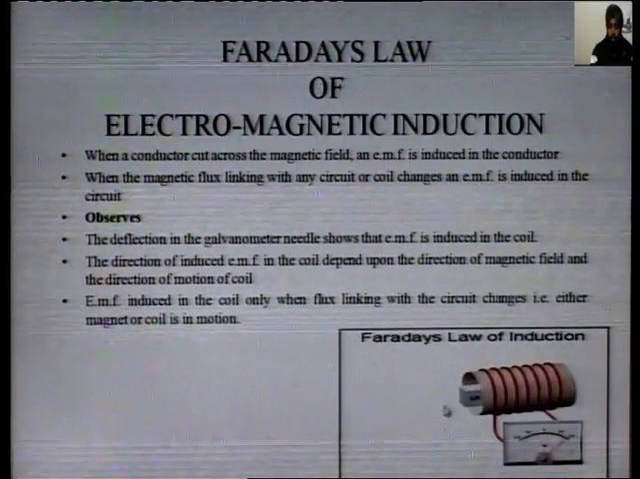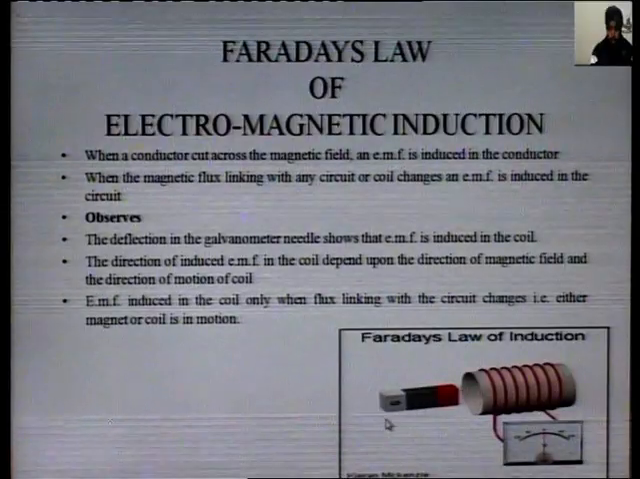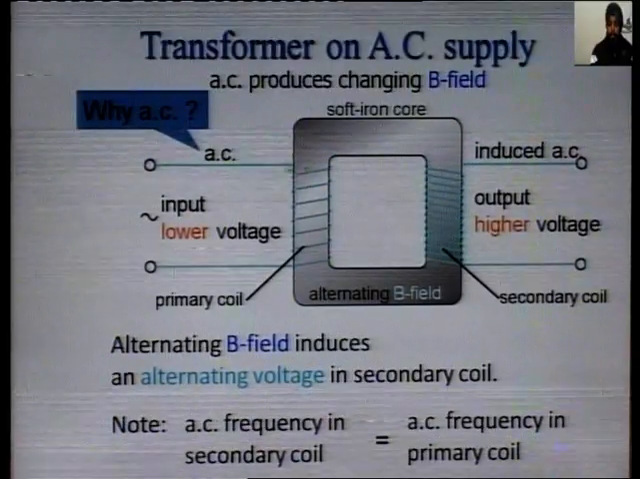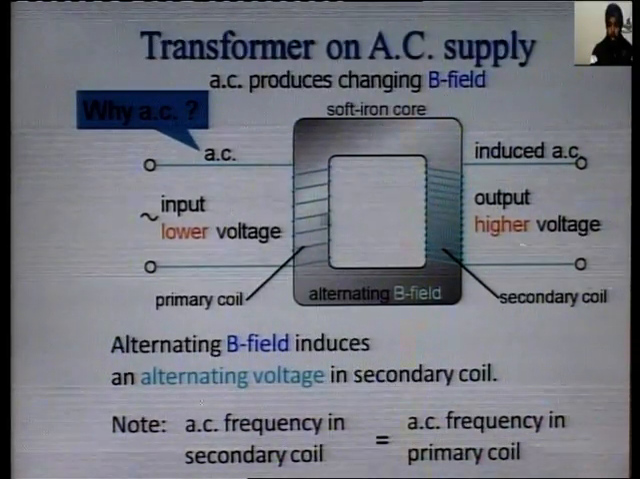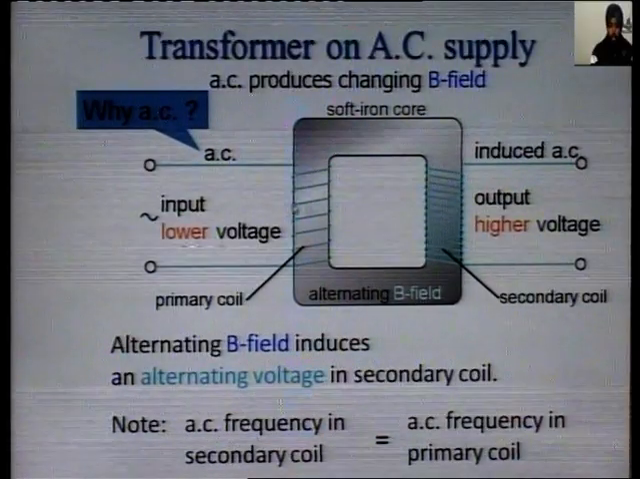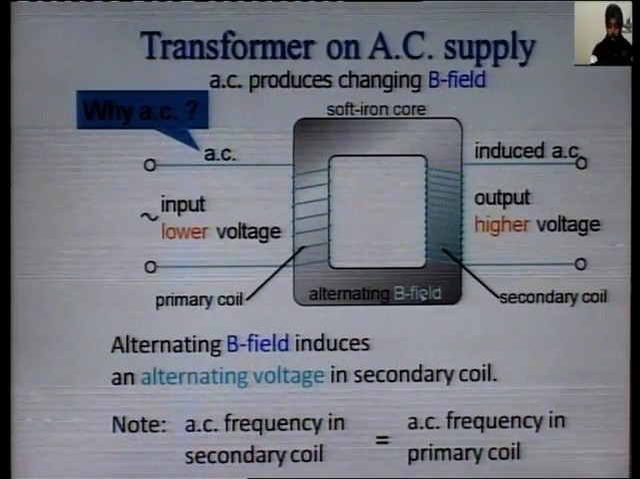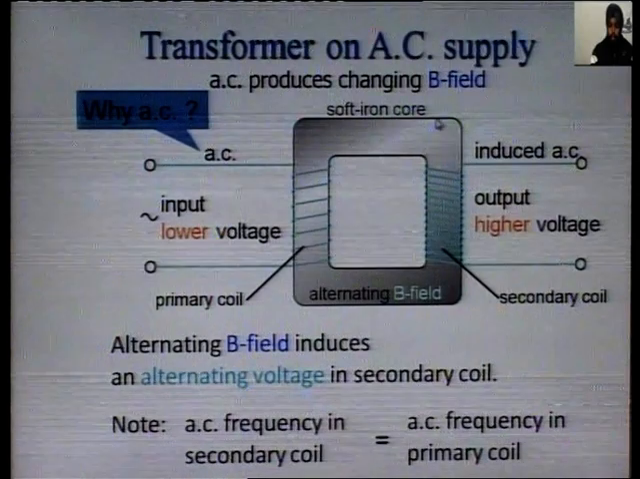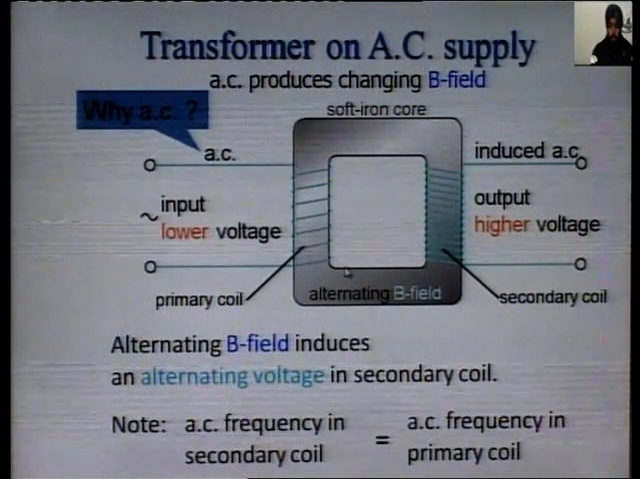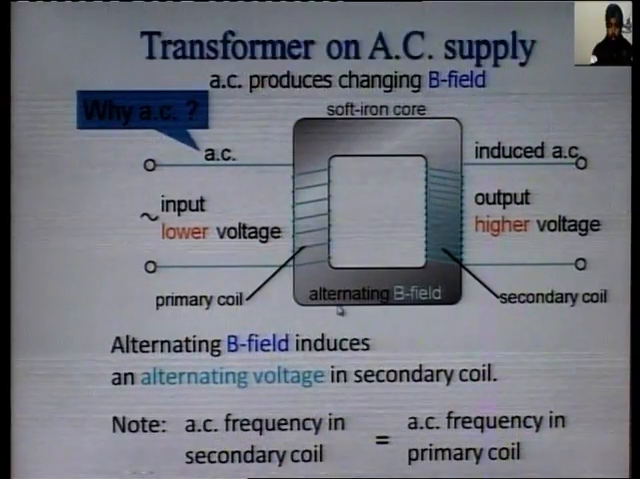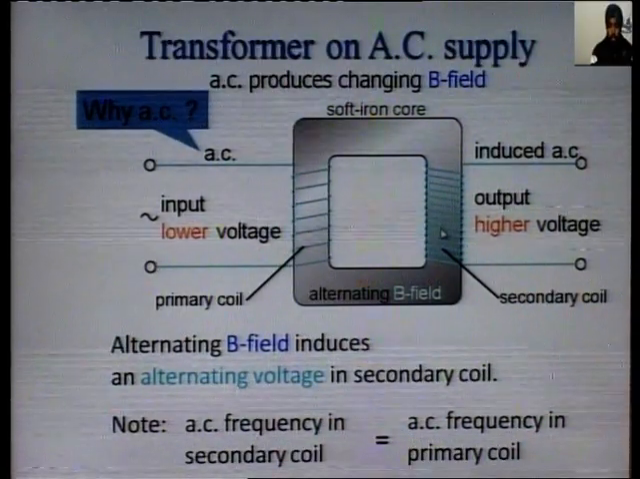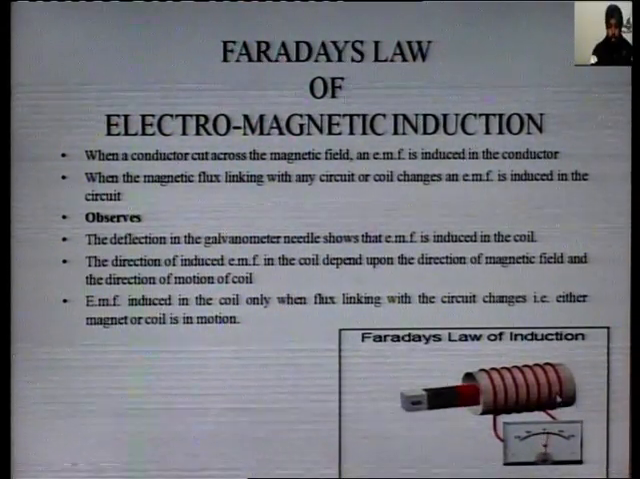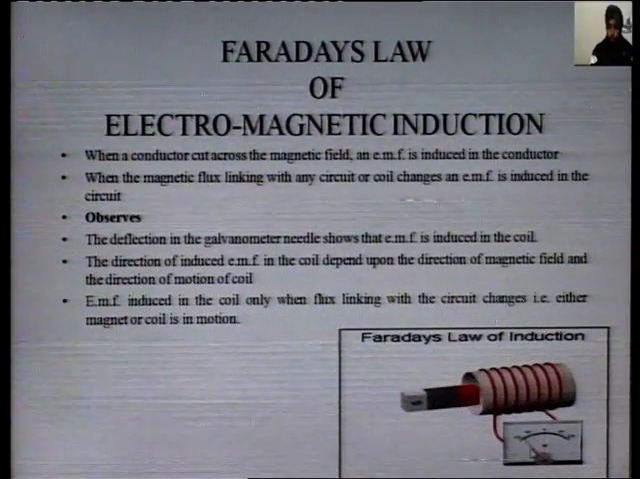In this case, flux is linking and changing with the motion of the magnet. But in the case of a transformer, flux is produced with the coil, and flux change is obtained with the alternating characteristics of the magnetic field. So the input is AC, so the magnetic flux that is produced will also be alternating. So when alternating flux links with the coil, an EMF will be induced in the secondary coil also. If you observe this diagram, the deflection in the galvanometer needle shows that EMF is induced in the coil.